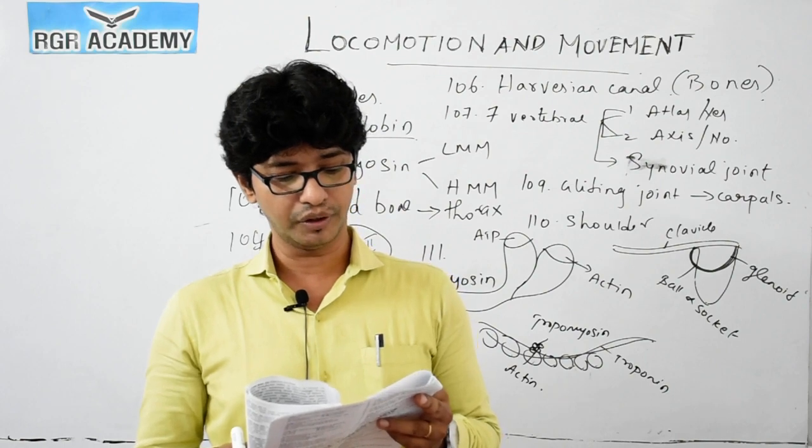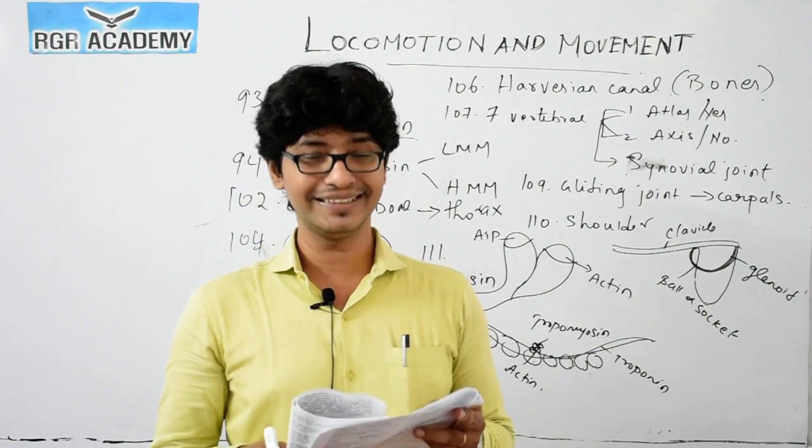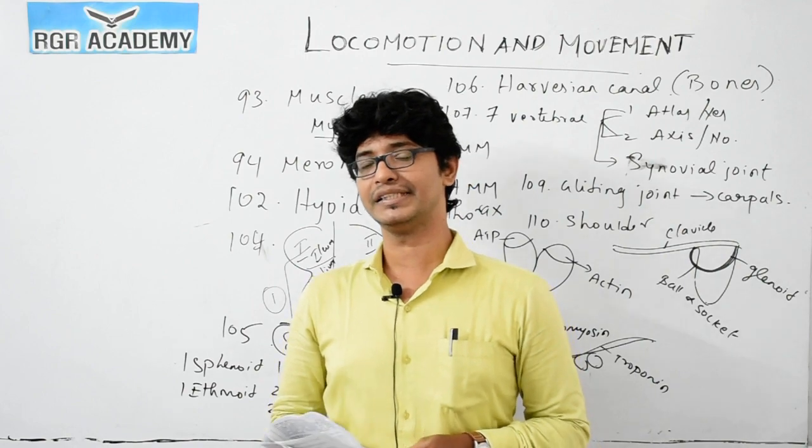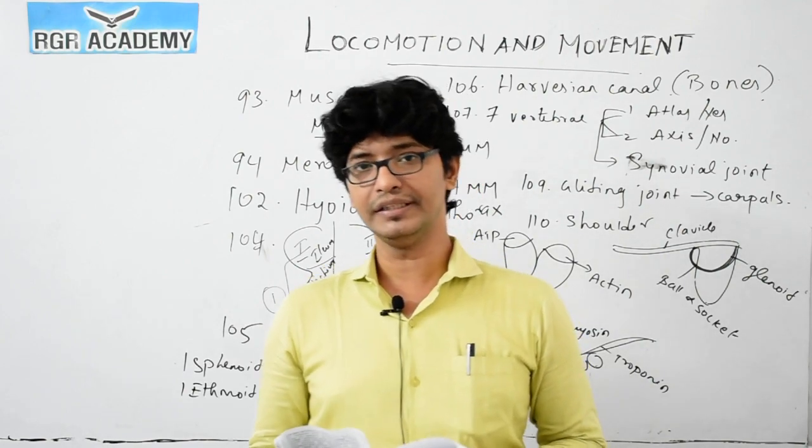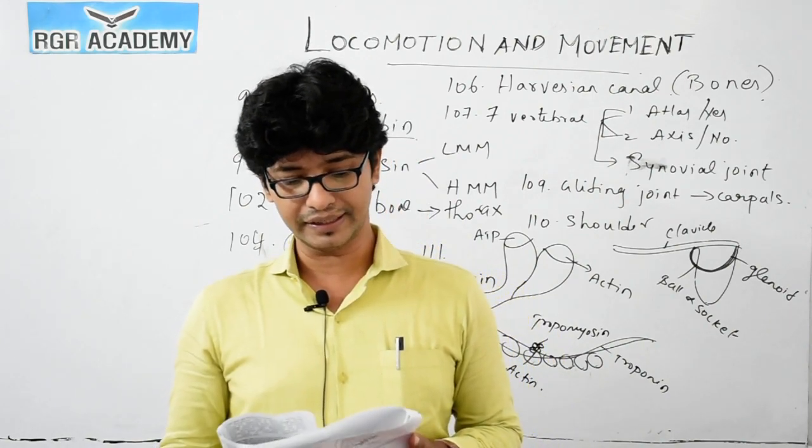The first one, only 4. That is, smooth muscles are non-striated. Smooth muscles are non-striated, where you could see inside the visceral organs and all, smooth muscles, usually it is not striated. So option 1 is the correct answer.